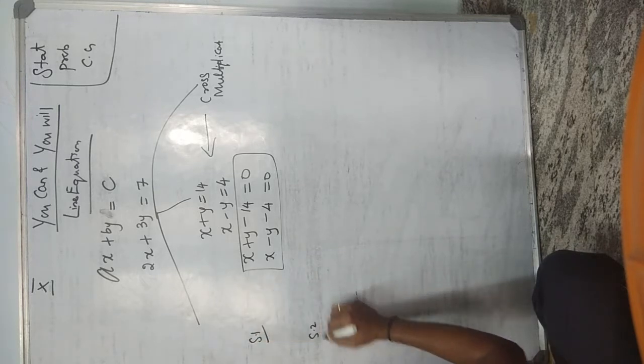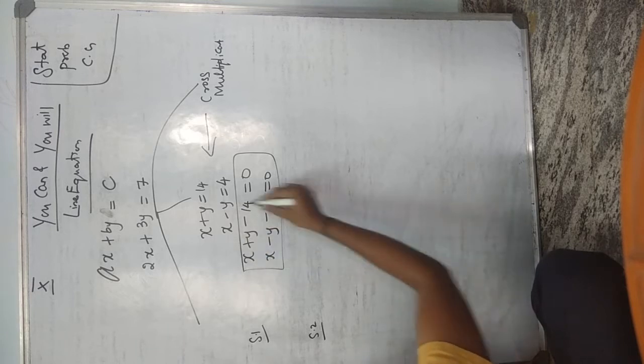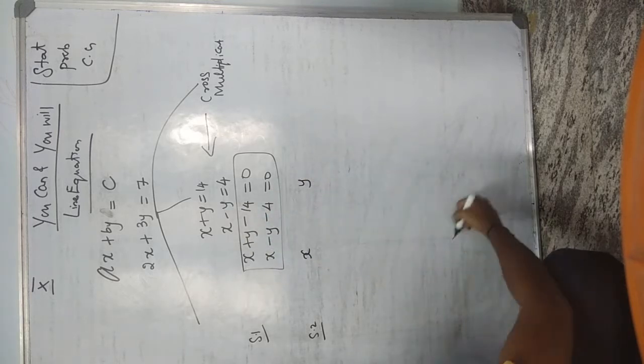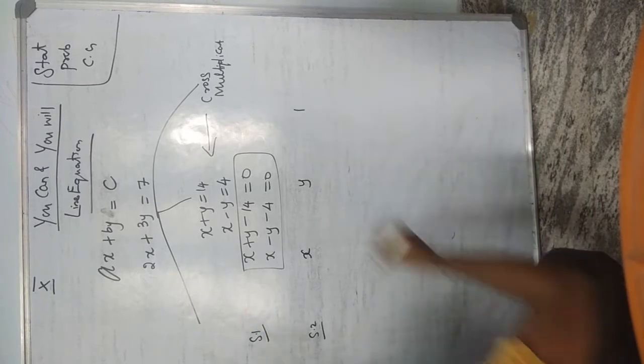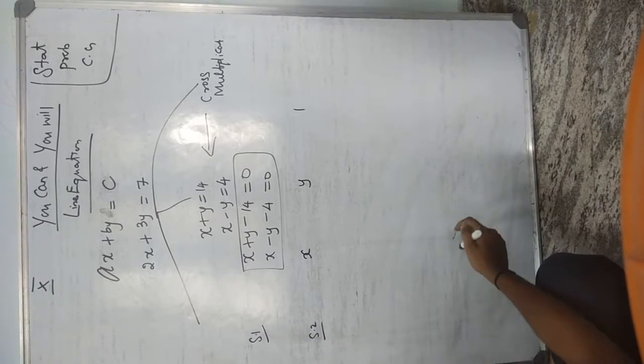Now step number 2. For all the sums, what are the variables here? x and y, right? So put x, put y. For all the sums, put 1. I repeat, x, y, 1 for all the sums.